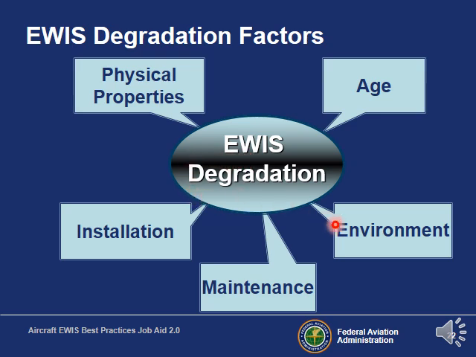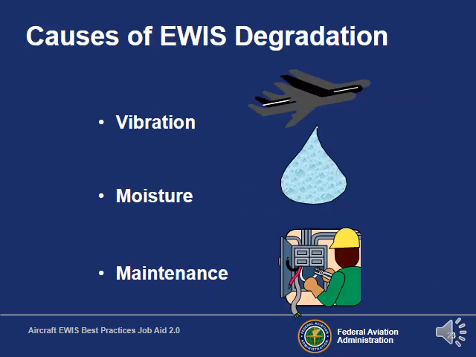What are some things that could cause the wires to start to break down? Well, here in Hawaii, the environment is a major role in causing degradation. We have a salty, warm, humid environment. Maintenance practices, installation problems, the physical properties of the wires, and of course age all contribute to the degradation of the wires. More specific factors we'll look at is vibration. An aircraft is constantly vibrating throughout its operation.